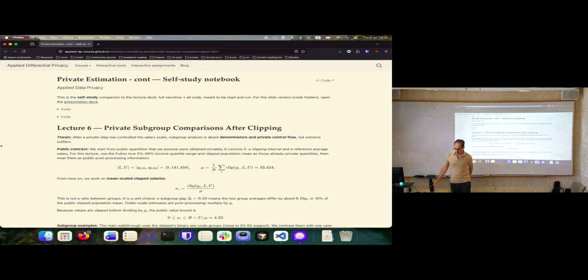And just a reminder, the way we managed to estimate the mean was by the best method, at least that's what it seemed empirically in the example that we considered: privately estimate two quantiles, and then clip the data to those quantiles, and then privately estimate the mean on the truncated data.